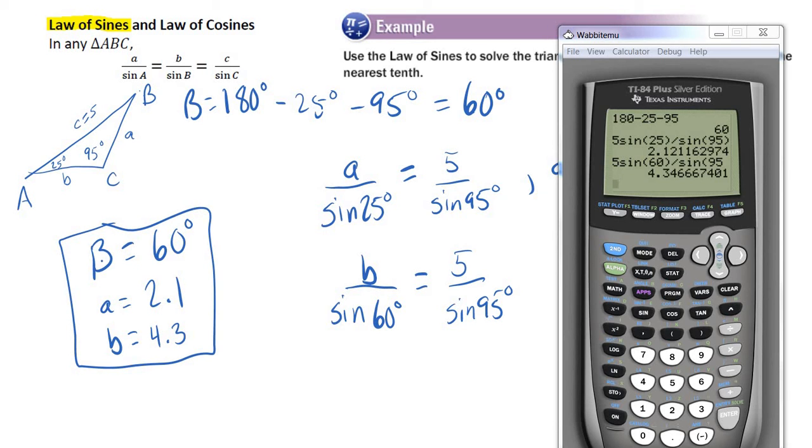Notice how nice that is. If you've got a ratio, if you've got a side and an angle opposite, you can use law of sines, and it's a lot quicker, a lot nicer in a lot of ways than law of cosines. So pretty slick. We're going to get more practice with that today and look at some different situations.